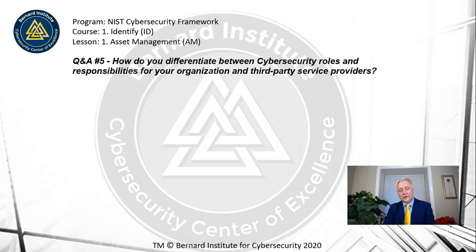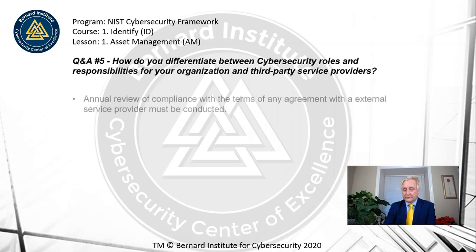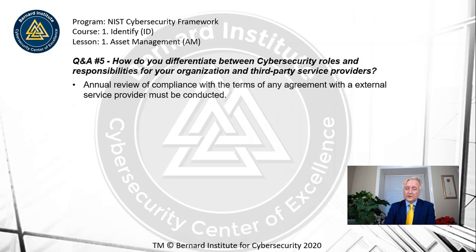Question 5, continued. How do you differentiate between cybersecurity roles and responsibilities for your organization and third-party service providers? Well, we need to do an annual review to make sure that once we document it, it stays effective, so that third parties are doing what they said they were going to do. And it needs to be included in the agreement. So when you sign the contract or when you're negotiating a contract, this is the time that you want to add these types of things.